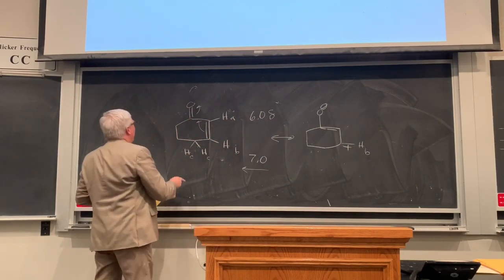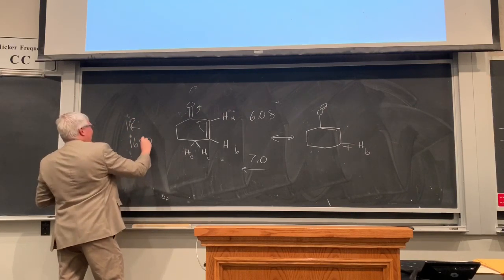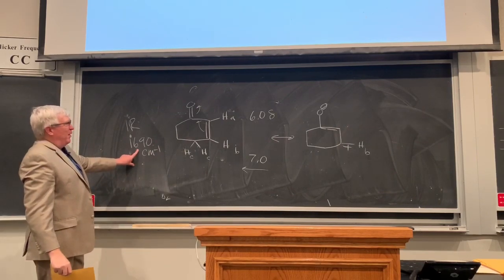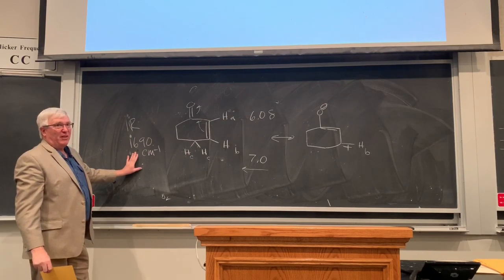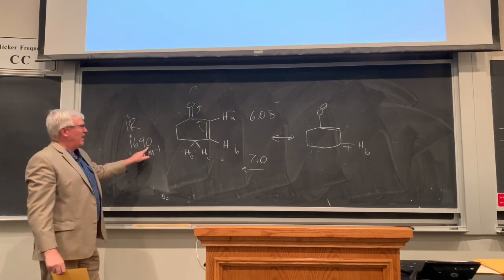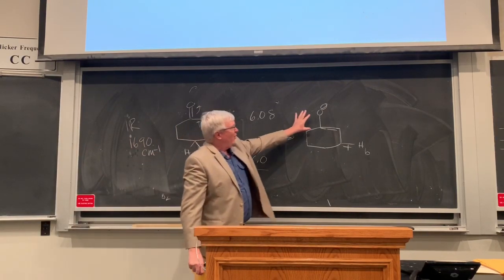The other thing to notice here is the IR of this molecule. It's 1690 inverse centimeters, which is low compared to a normal ketone. If this was just a regular ketone, it would be what? Up around 1720, 30, whatever. Why is it 1690? Why is it a lower frequency in the IR? Well, it's because the bond order is reduced here.